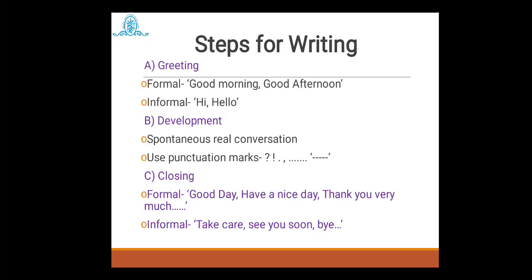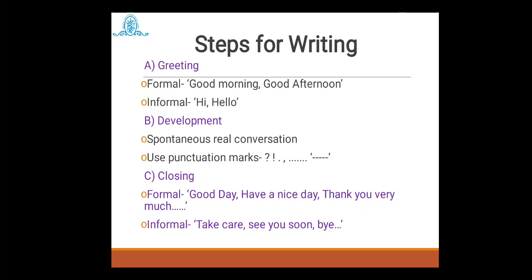Mind this. Then I would like to discuss with you the steps for writing dialogues. When we are writing dialogues, especially we have to go for a greeting. Then secondly, you can have the development of the dialogues, and at the end you have to close your dialogues. That kind of structure should appear in your dialogue writing.